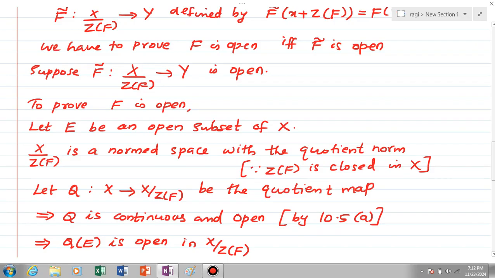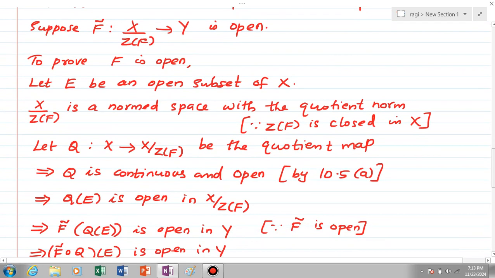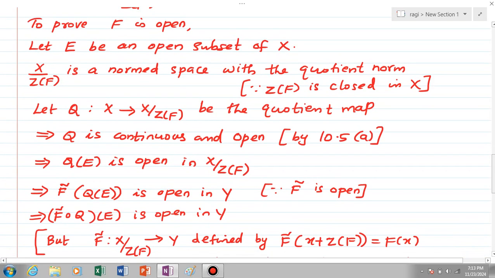Okay, so if capital E is the open subset of capital X and Q is open from capital X to X by Z of f, then we can say that Q of E is open in X by Z of f. Okay, but also we have assumed that f tilde is open. So Q of E is open in X by Z of f means f tilde of Q of E is open in Y. Okay, that is f tilde composition Q of E is open in Y.